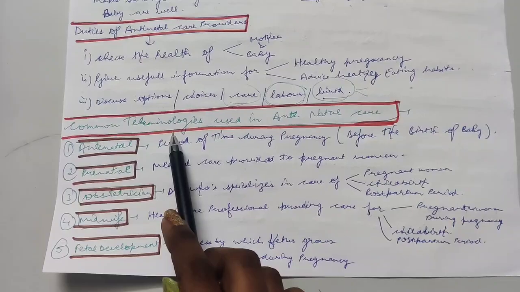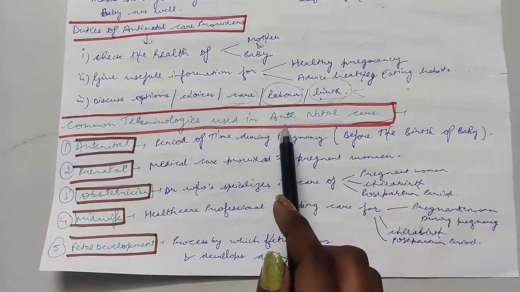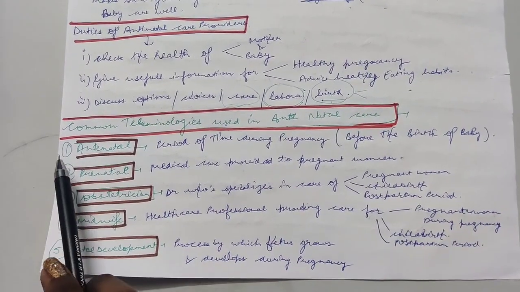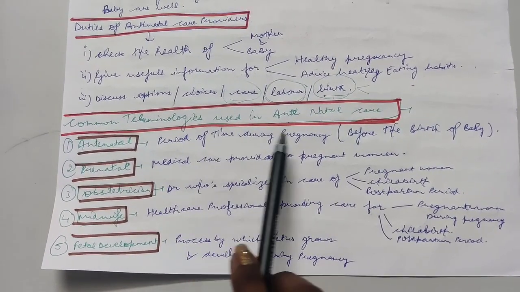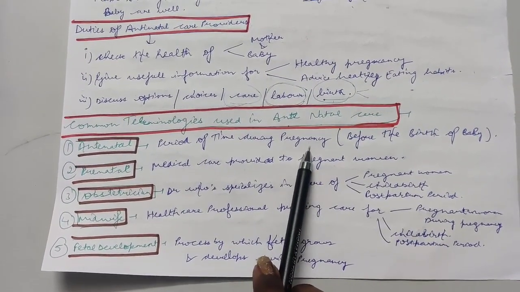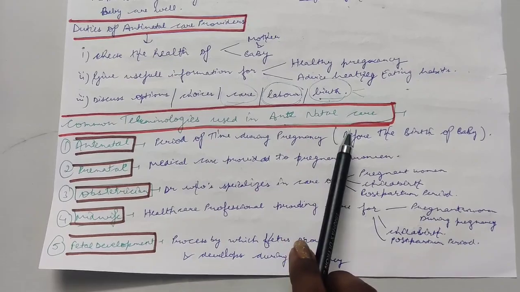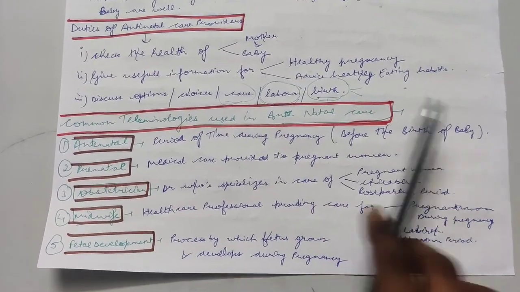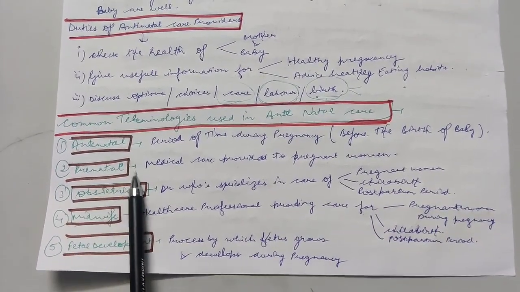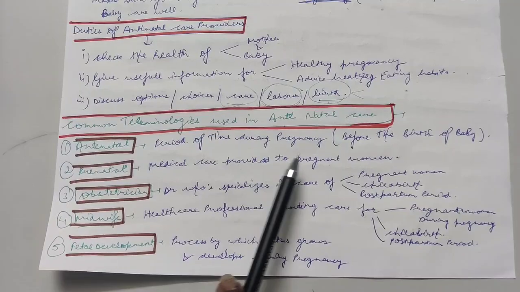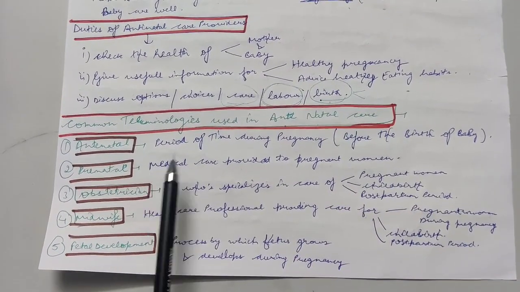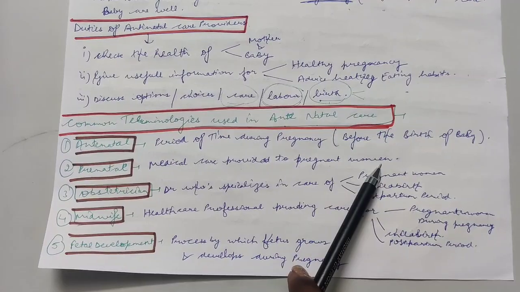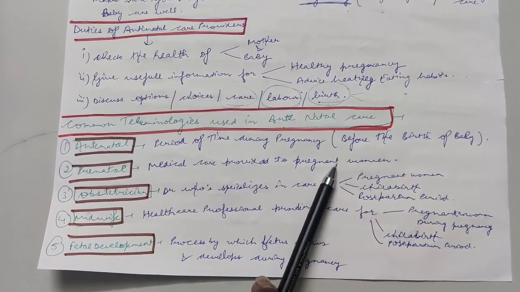Second, common terminologies used in antenatal care. Number 1, antenatal. Period of time during pregnancy. It is a time during the pregnancy before the birth of the baby. Second, prenatal. Medical care provided to pregnant women. Prenatal care is the care provided to the pregnant woman during her pregnancy time.